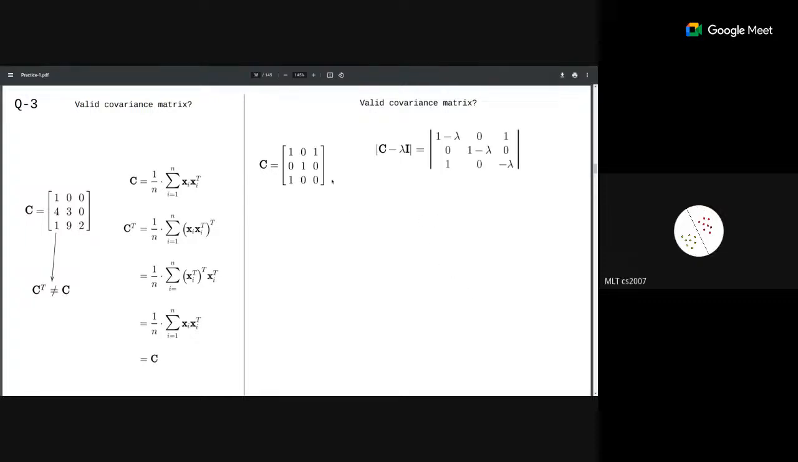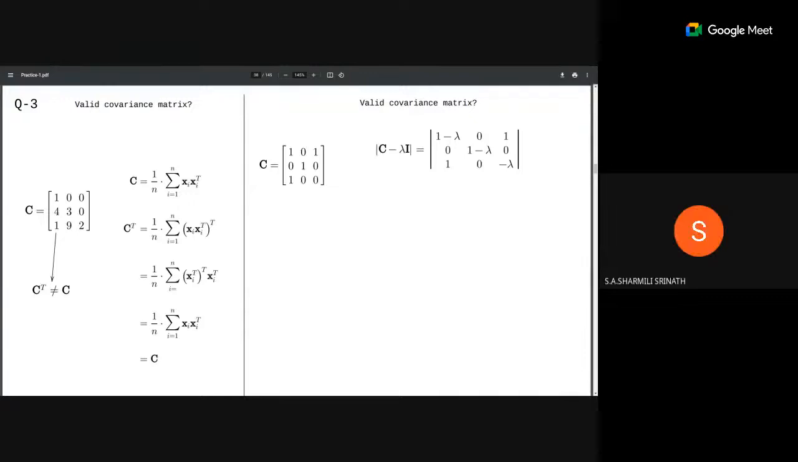Okay, so we'll do this. C is 1 0 1, 0 1 0, 1 0 0, and you do minus lambda I. So this is what you get. Now, if someone is interested, please work it out right now and tell me what it is. Very quickly you can work it out. Can you tell me what the lambdas turn out to be? There is one lambda which is 1. What about the other lambdas?